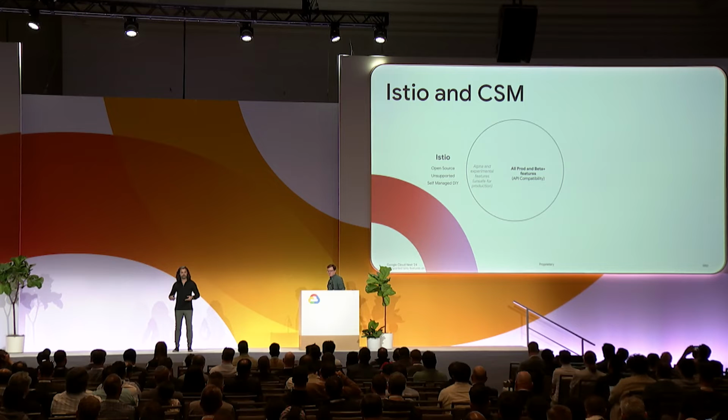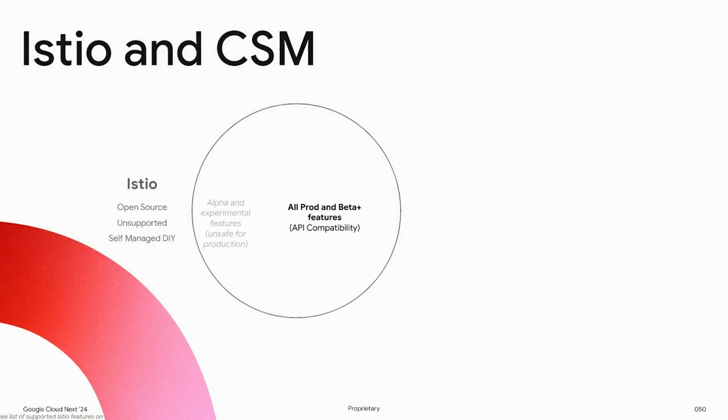So what is Istio? Istio is an open source service mesh project, probably the most prevalent one in the industry, very widely used. It is unsupported, and it is sort of a self-managed DIY approach. It has tons and tons of features. You can do tons and tons of things. And we kind of split those features into two categories, sort of safe for production or safe for work features, and then maybe not safe for work or not safe for production features, like alpha features, experimental features. It's got the API compatibility, the Istio v1 APIs that everybody likes.